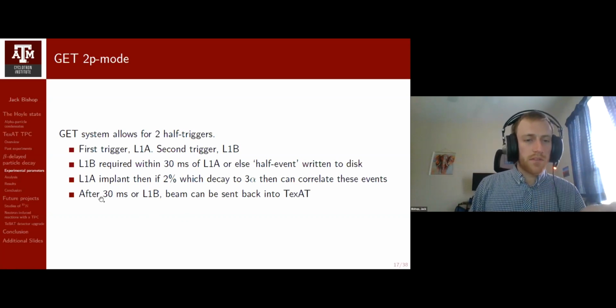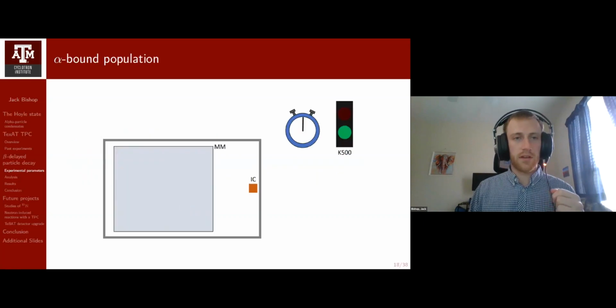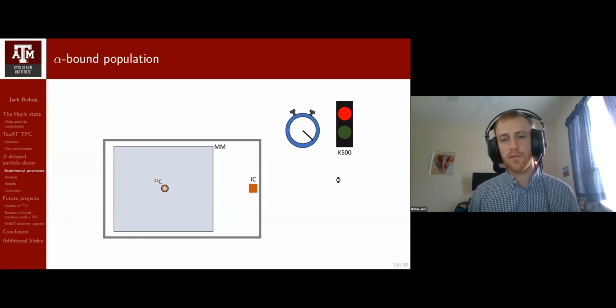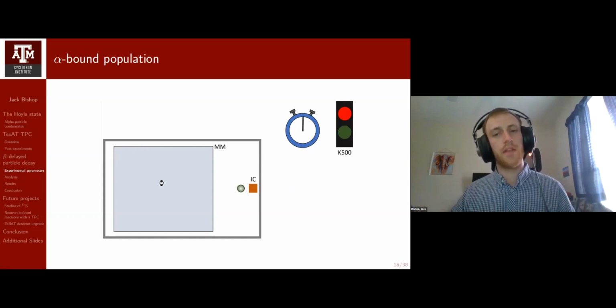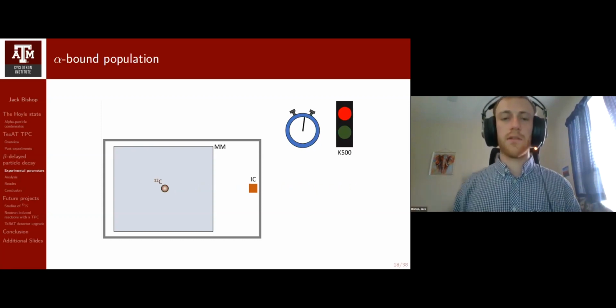So we wait for 30 milliseconds, or if we see the decay in the meantime, then we can send the beam back to TexAT. So let's have a look at what that looks like. If we first of all think about alpha bound population, we see that our nitrogen-12 is coming from the cyclotron. As it comes through, it passes through an ion counter. It tells the K500 cyclotron to stop sending any more beam. We wait for 30 milliseconds. It's decayed to the ground state of carbon-12, so we're not interested, at which point we can send the next beam through and hope everything's okay.